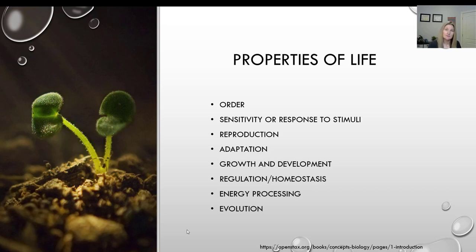All living things must have order to them. They must have sensitivity or response to stimuli. All living things reproduce. Populations of living things adapt to their surroundings. They grow and develop. There's some sort of regulation within the living thing in order to maintain homeostasis. Living things process energy, and populations of living things evolve over time. We're going to go through each one of these individual properties of life, starting with order.